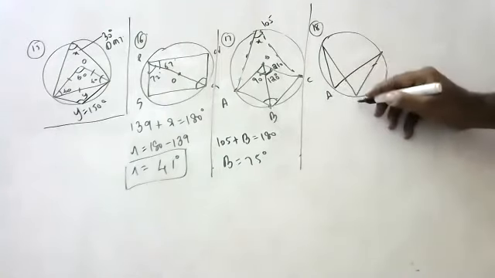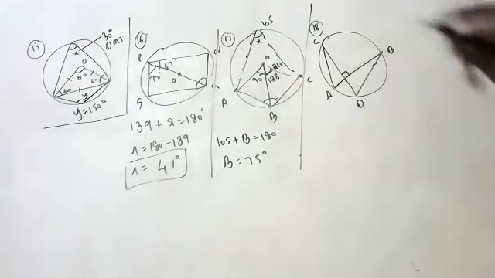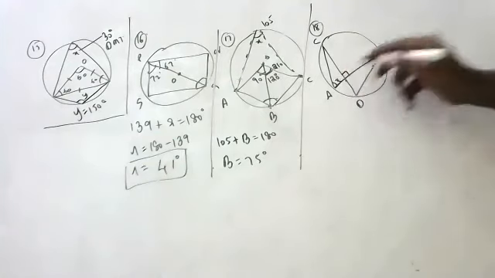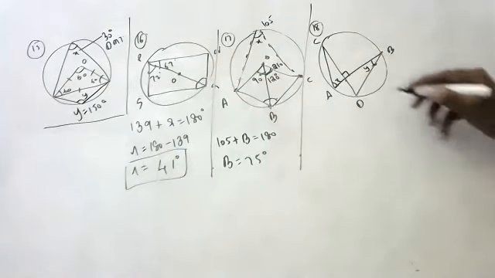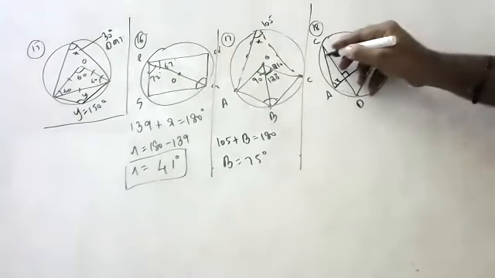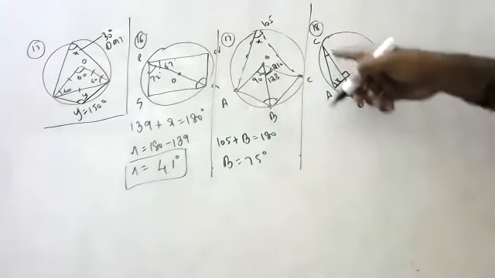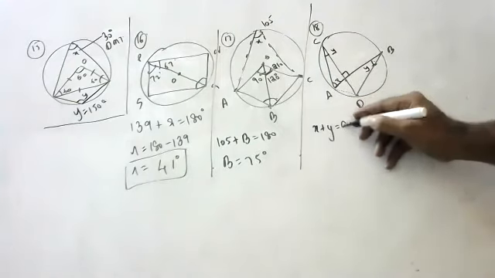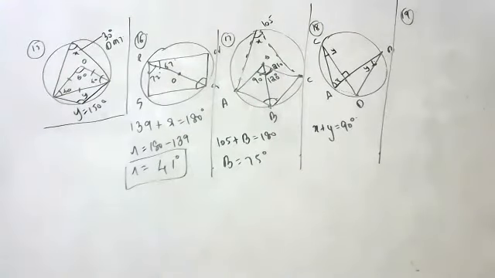This is A, this is D, this is B, this is C, and they have said this is 90 degrees, this is X, and this is Y. What is X plus Y? If this is Y, this is also Y, because angles in the same segment are equal. Exterior angle is equal to the sum of interior opposite angles. So X plus Y is 90 degrees. That's it, children. Over. 19th question.